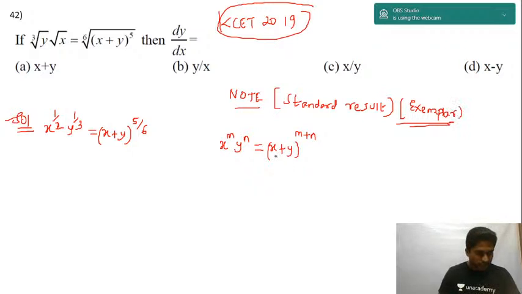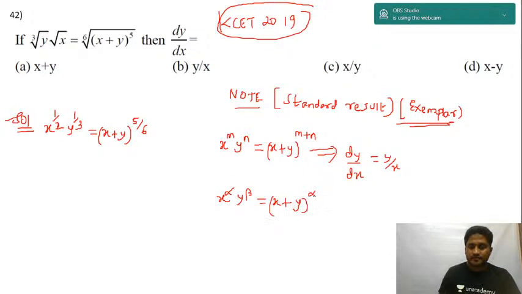x to the power m, y to the power n is equal to (x plus y) whole to the power m plus n, right? Then dy by dx is always equal to y by x. That's a standard result, guys. I repeat myself. Suppose x to the power of alpha, y to the power beta is equal to (x plus y) whole to the power of alpha plus beta, dy by dx will always be equal to y by x.